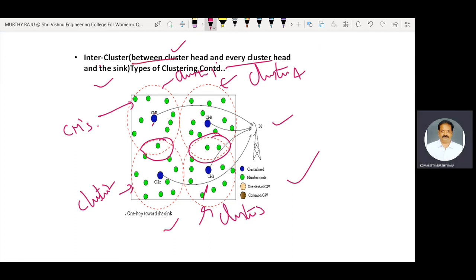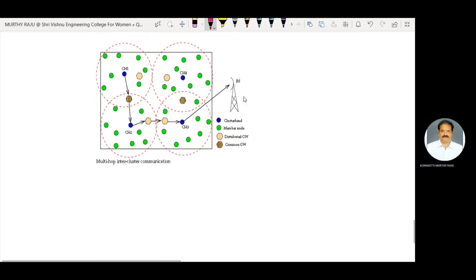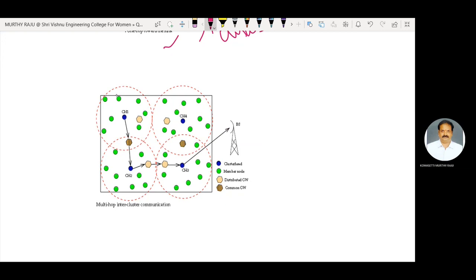Coming to the second scenario between cluster heads. Cluster heads do not directly send information to the base station. Instead, CH1 sends the information to a common gateway node. The common gateway node sends the information to CH2. CH2 sends the information to a distributed gateway. After that, the distributed gateway sends the information to CH3. Then CH3 only sends the information to the base station.